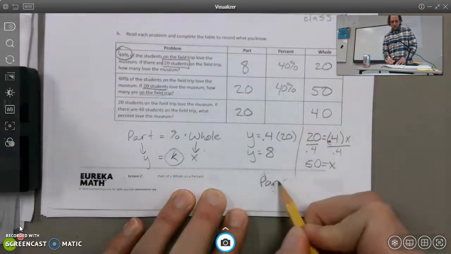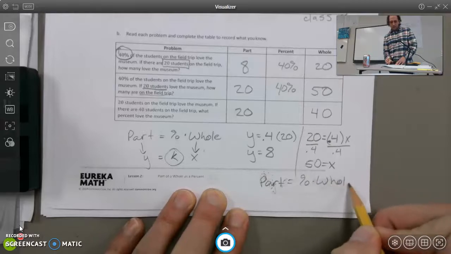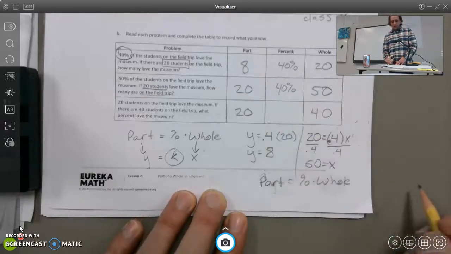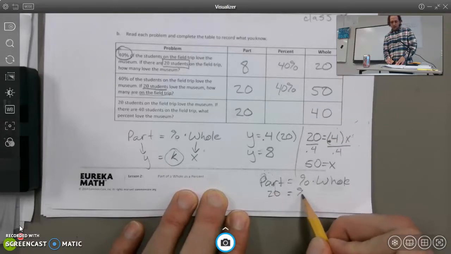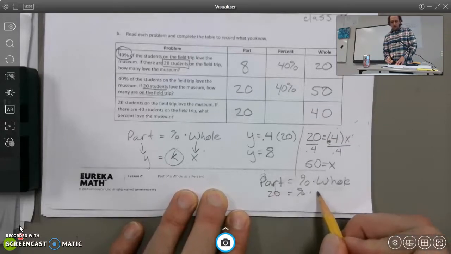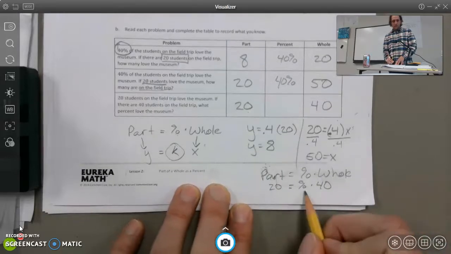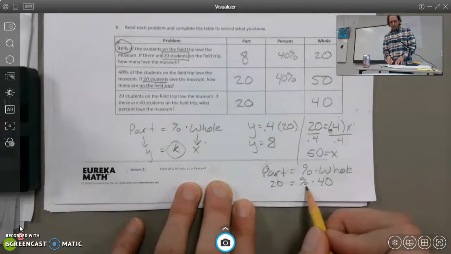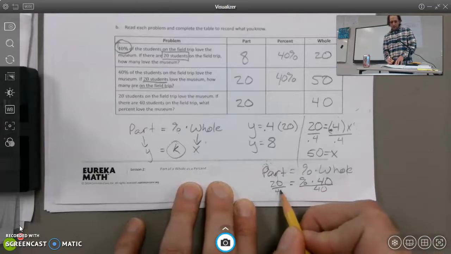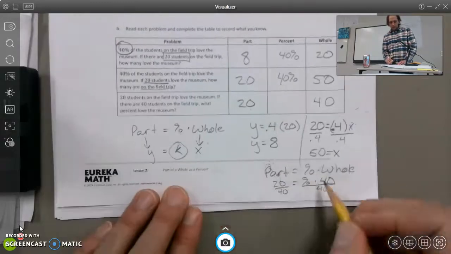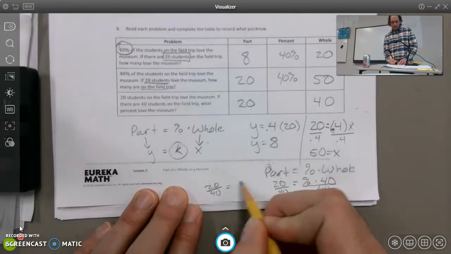Part equals percent times whole. And I think you guys should make a habit of writing this every time. And if my part is 20 and the whole is 40, well then to solve for this percentage, I would just divide by 40, and 20 over 40 is equal to my percentage.